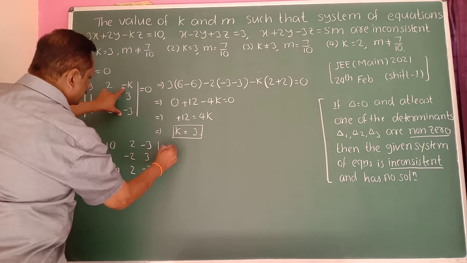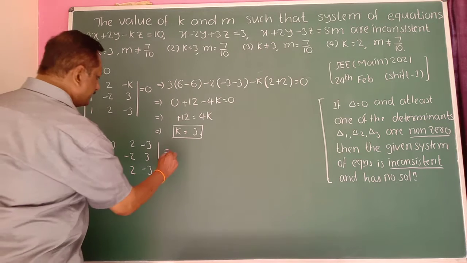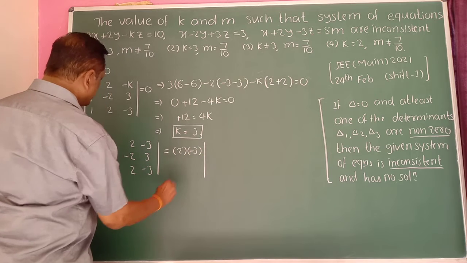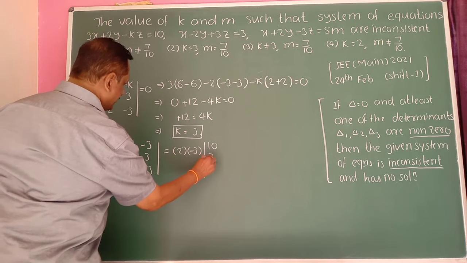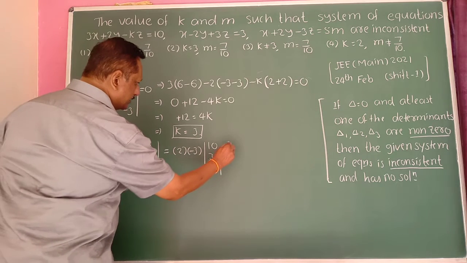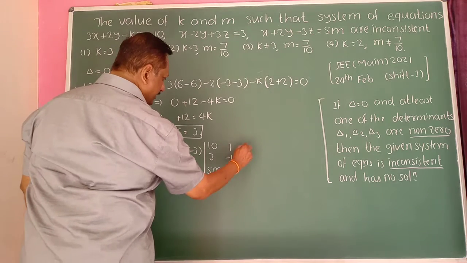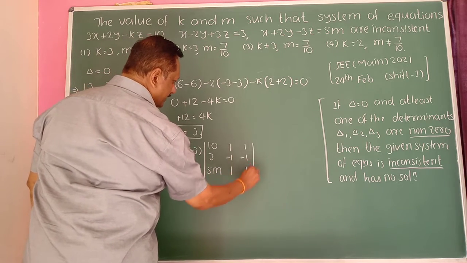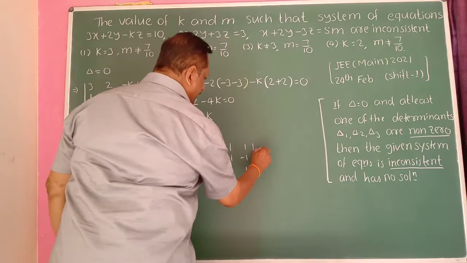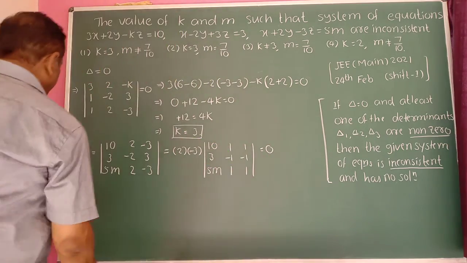Then this is equal to, you can take 2 as a common factor from the second column and minus 3 from the third column. Therefore 2 into minus 3 times the determinant of 10, 3 and 5m; 1, minus 1 and 1; 1, minus 1 and 1. You know two columns are identical here, so the value of the determinant becomes 0. So delta 1 becomes 0.